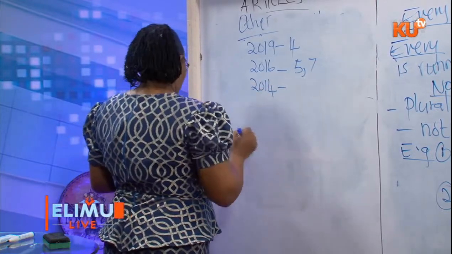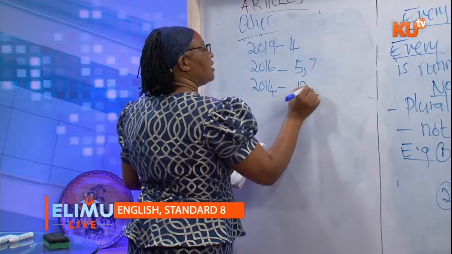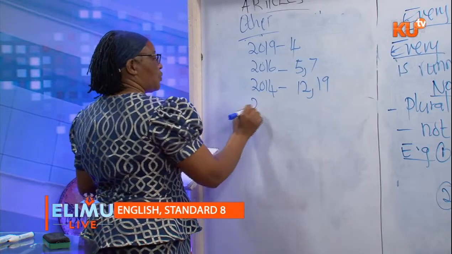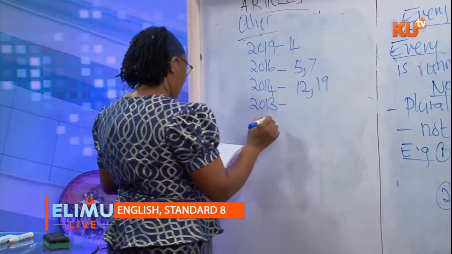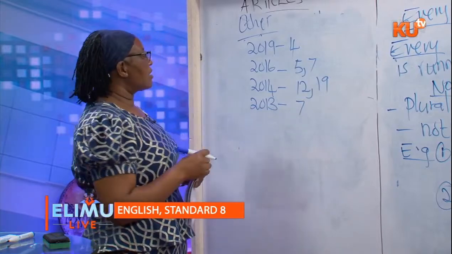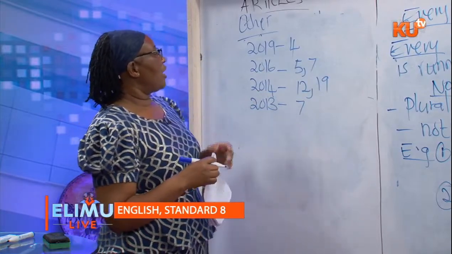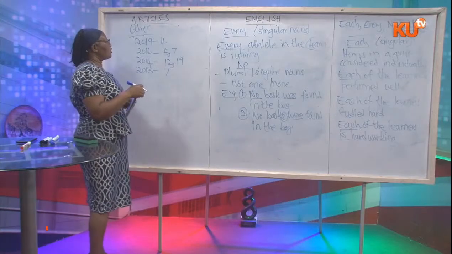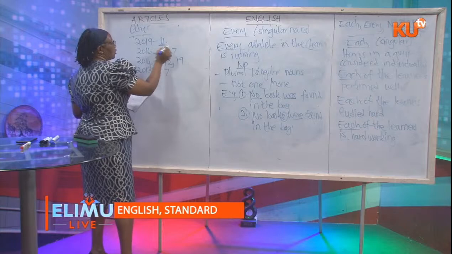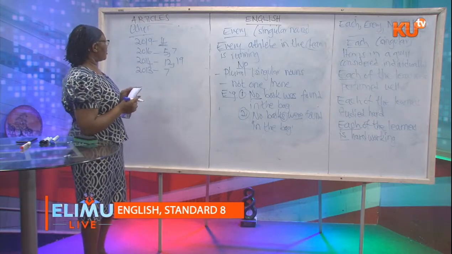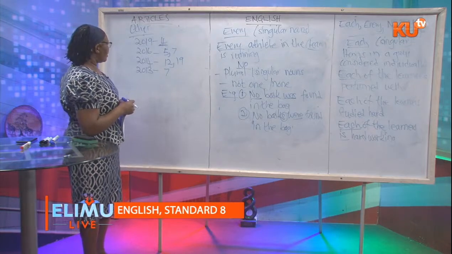2014, number 12 and number 19 were on determiners. 2013, number 7 was on determiners. So learners, I would urge you to go and do the broken passage or the clause, 2019 clause, so that you may lay emphasis on number 4, it is on determiners.